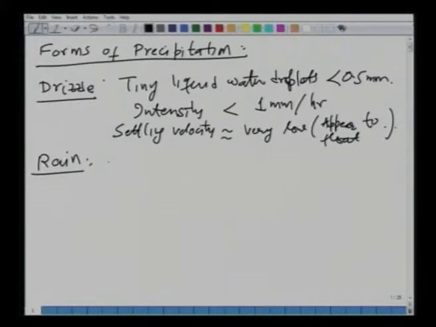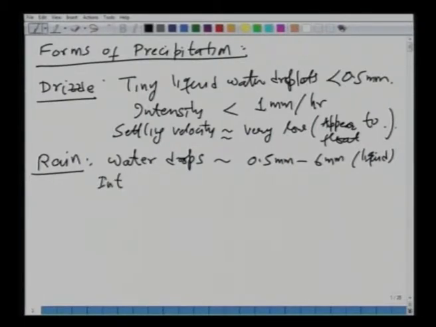which is classified as the water drops of size 0.5 millimeters up to 6 millimeters. And remember that when we are talking rain, it is the liquid form of water. The rain may be classified into 3 different kinds depending upon its intensity. If the intensity of rainfall is up to 2.5 millimeters per hour, it is characterized as light rain, all right.